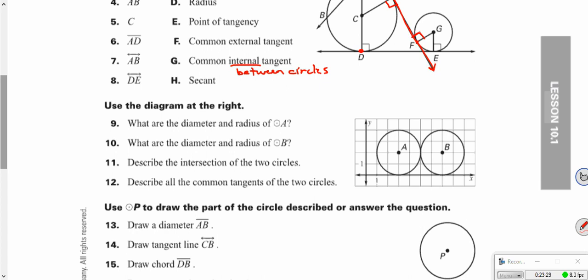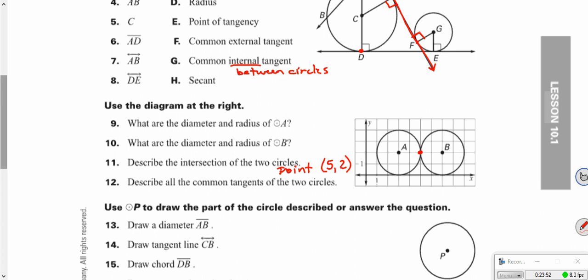Describe the intersection of the two circles. Intersection right here, where they meet. The intersection would simply be a point, okay? And it is the point, what? Let's see, 1, 2, 3, 4, 5, 2. The point (5, 2) is their intersection.